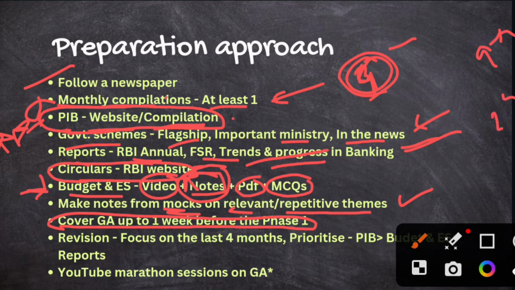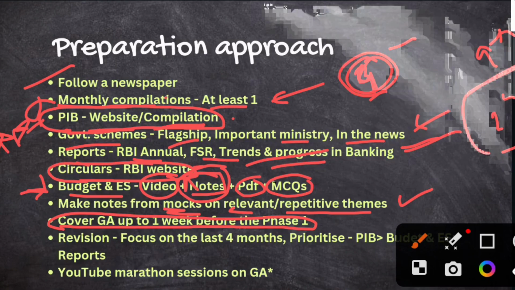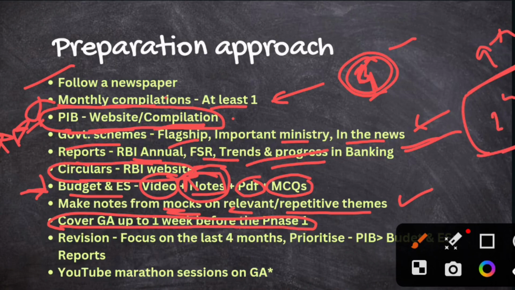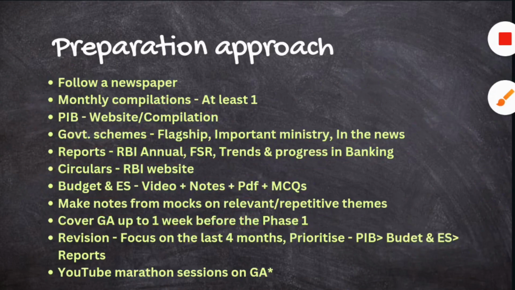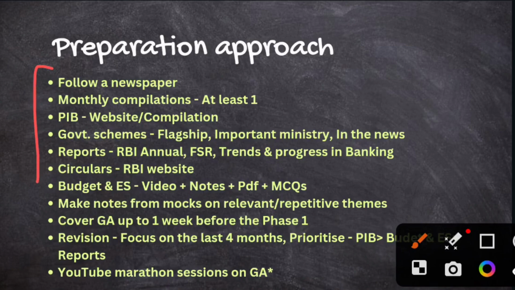And up to what time do you have to cover GA? I would suggest you cover GA up to 1 week before phase one. This time phase one was on 9th July, so up to 2nd July I covered GA. After that I did not. I stopped. One can go till the 7th also, but I think that will not give you that much cost benefit.